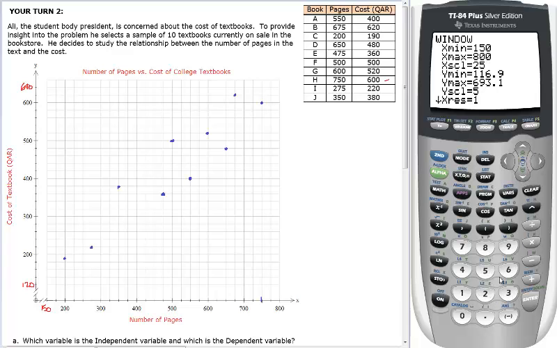My Y minimum is 120, and the Y max looks to be 640 or 660, but let's say 660 will be the top. And my Y scale is 20, and again hit the graph button just to see. So now it should, and it does, it looks almost exactly the same. So you can check your stat plot. Okay, so you can always check your graph by looking at the graph on the calculator.